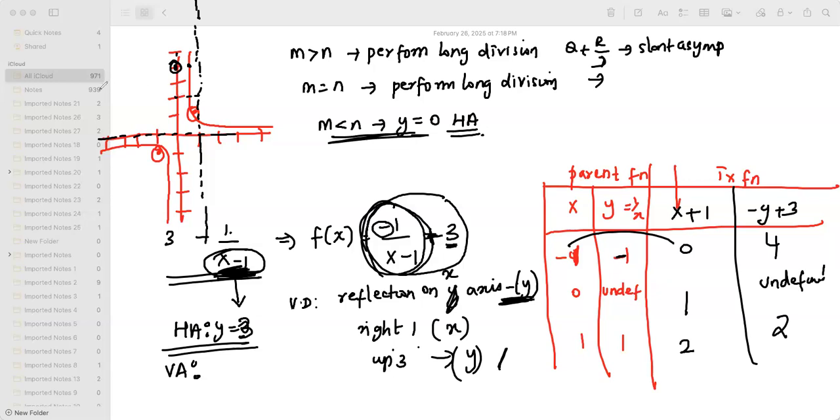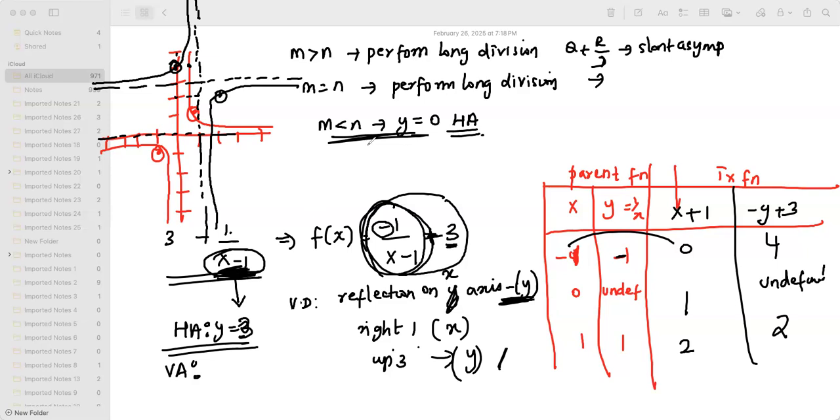One, two, three. This is your graph. Now 0, 4 I plotted. 1 is undefined. So it goes like this. Okay. Now after that, 2, 2. There is a point on the graph like this. So basically what does that say? The graph goes like this. Make sense?